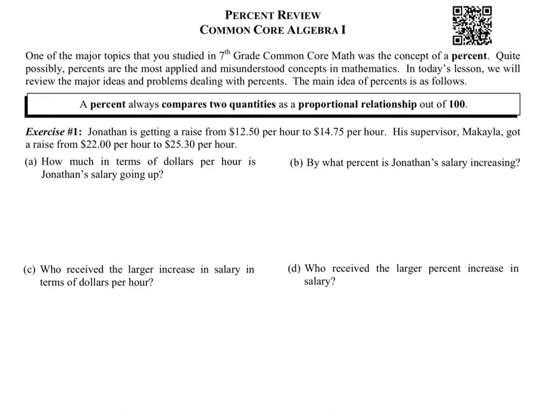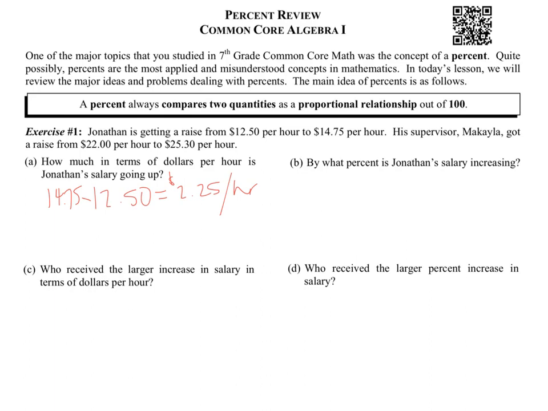So exercise 1, Jonathan's getting a raise from $12.50 per hour to $14.75 per hour. His supervisor, Michaela, got a raise from $22 per hour to $25.30 per hour. How much in terms of dollars per hour is Jonathan's salary going up? So Jonathan had $12.50, and we need to find the difference from $14.75. The difference is $2.25 per hour.